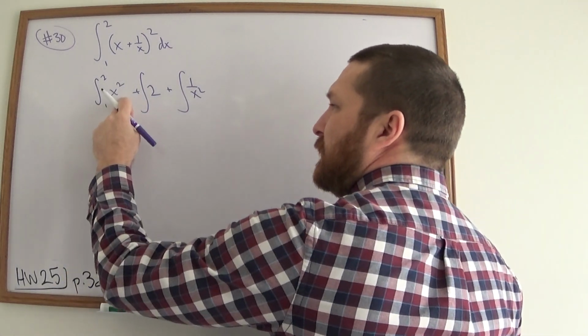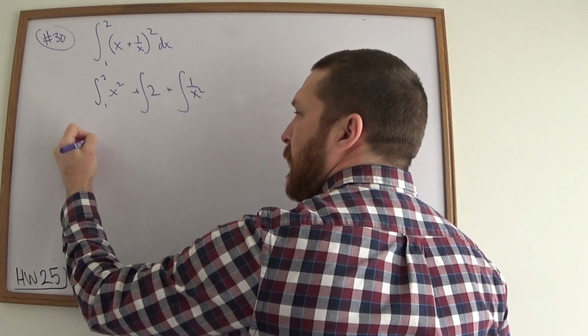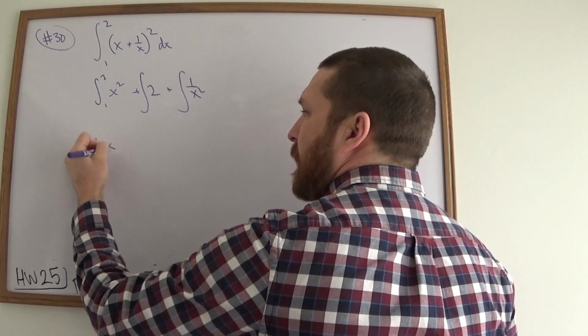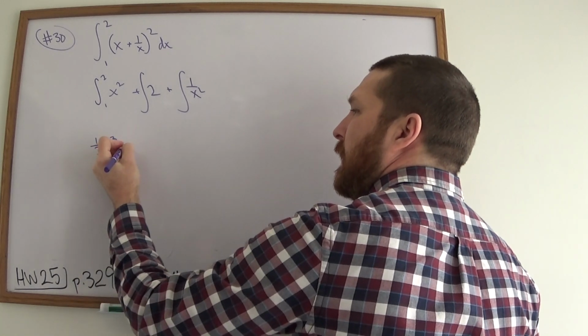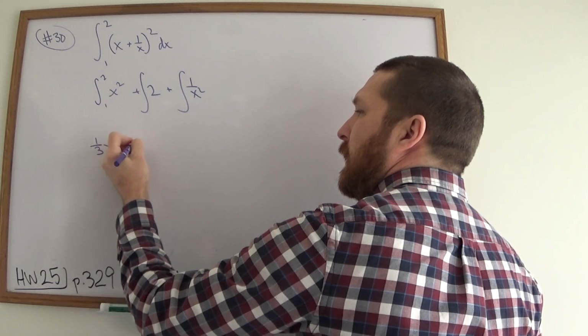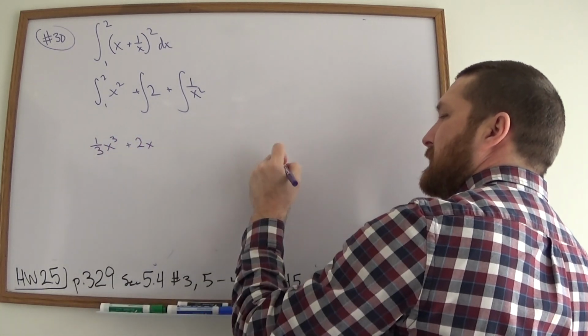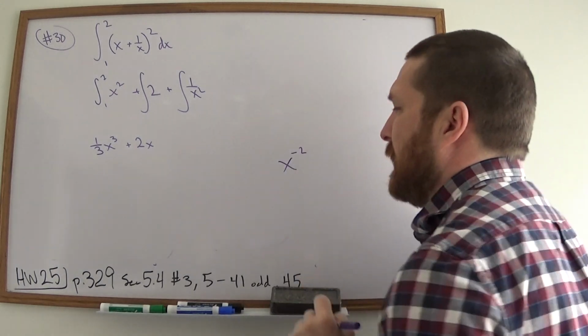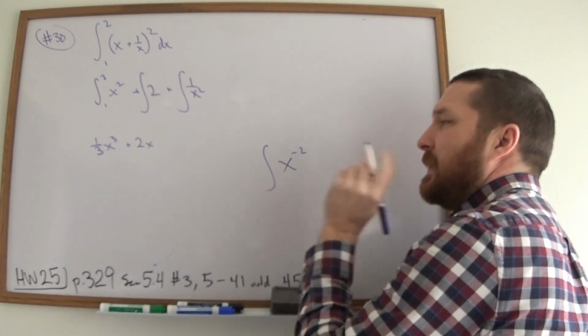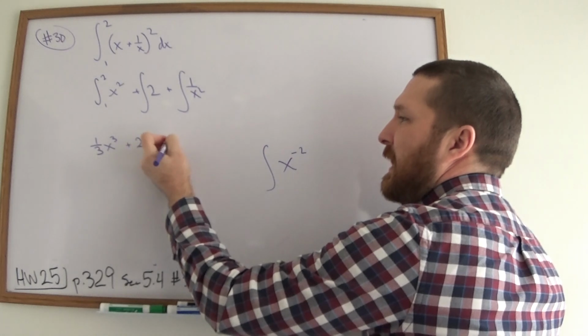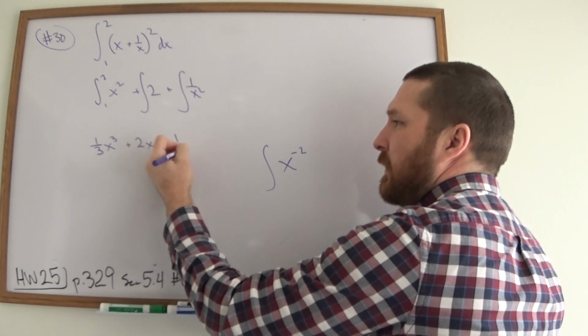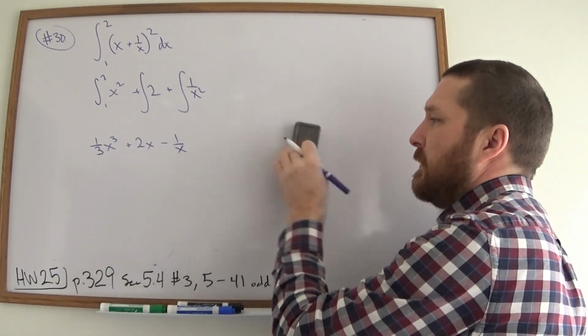Antiderivative of that: 1/3 x cubed, plus 2x, and this is the same thing as that, negative x to the negative 1. Those are all valid.